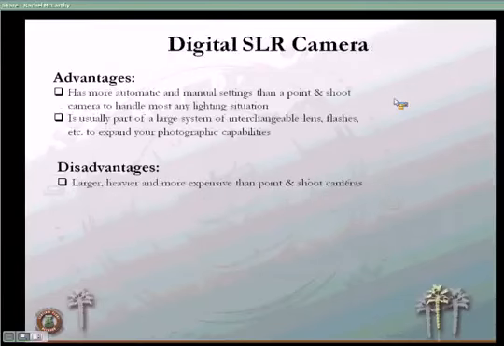Now, the digital SLR cameras are what I generally use and what I would recommend. The advantages to one of these systems is that there's many more automatic and manual settings that you can use on them. They have all sorts of features for any kind of lighting situation. And these are usually parts of large expandable systems. So you can buy more lenses, macro lenses, telephoto lenses, all sorts of flashes, bellows, all sorts of different things. And the disadvantages, though, are that they're larger, heavier, and more expensive.